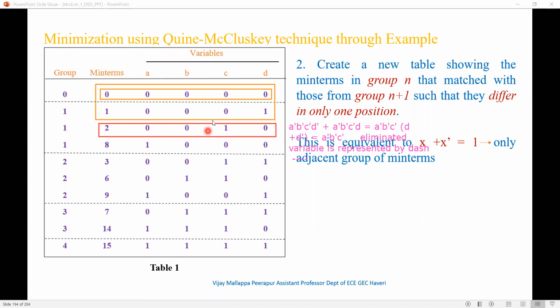Similarly, you can compare 0 with 8 also, right? Where it differs, we eliminate the variable A because it is 0 here and it is 1 here, right? And we represent the variable in the position of A by a dash there. Have you understood this one? If you have not followed in the first class, you can follow it now. Similarly, you can do the comparison between group 1 and group 2, group 2 with group 3, and 3 with 4.